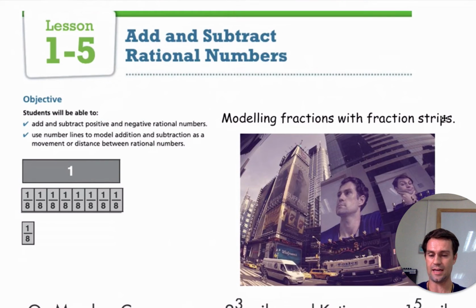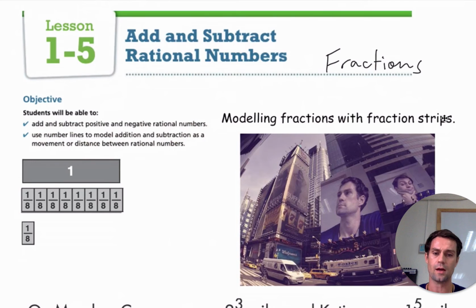Today we're going to be looking at lesson 1-5. We're going to add and subtract rational numbers. What that means is we're going to actually be adding and subtracting fractions, and we're going to be specifically looking at mixed fractions, okay? So we're going to be looking at how to add and subtract positive and negative rational numbers, fractions. We're going to use the number line to model addition and subtraction as a movement or distance between rational numbers.